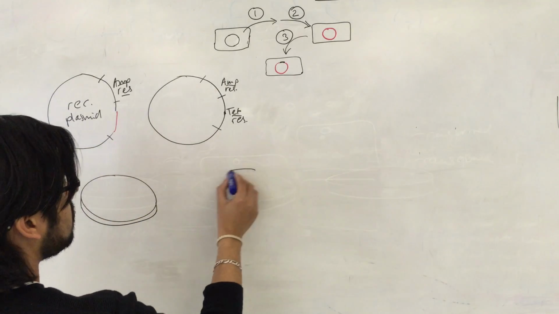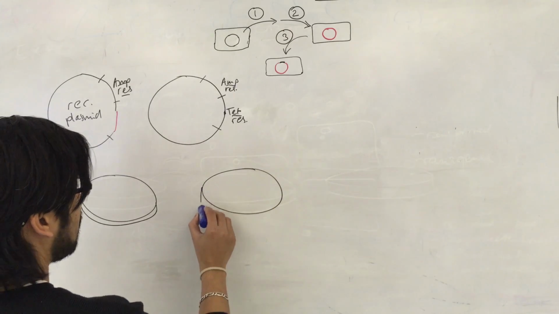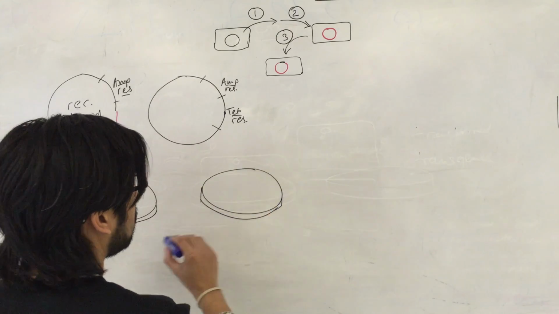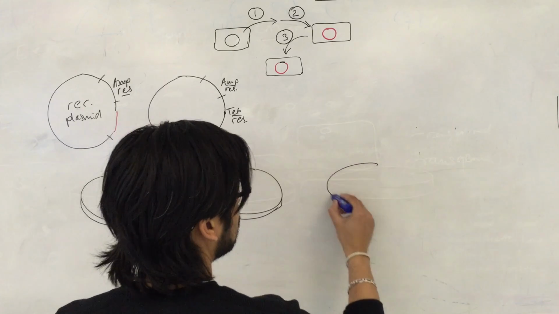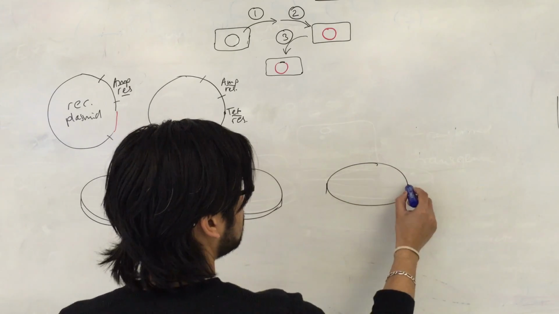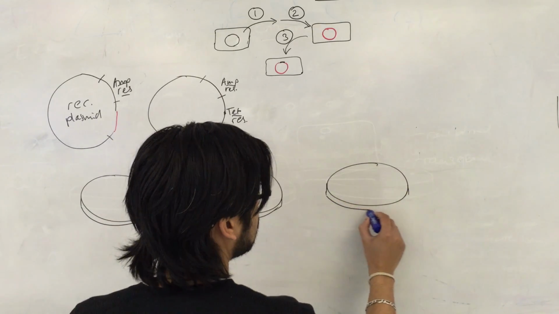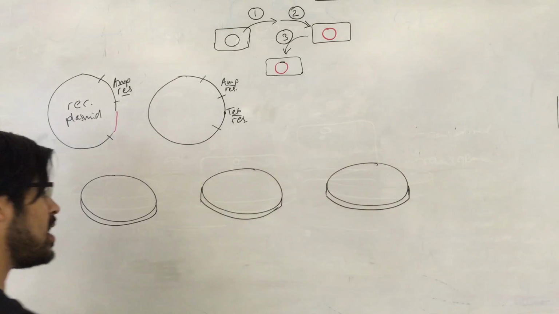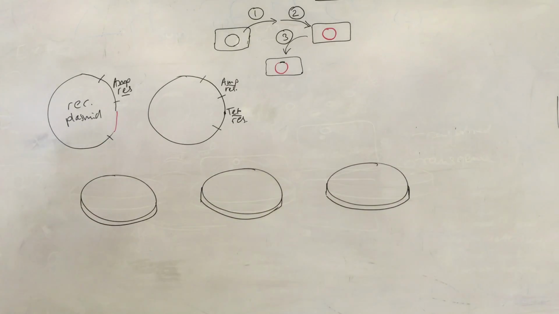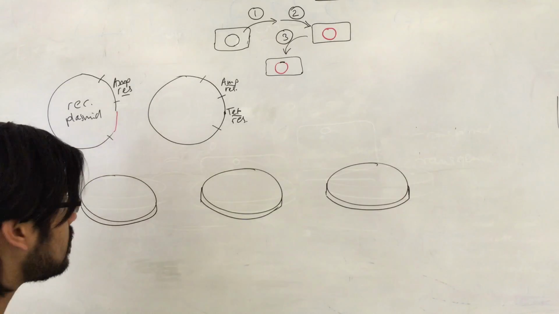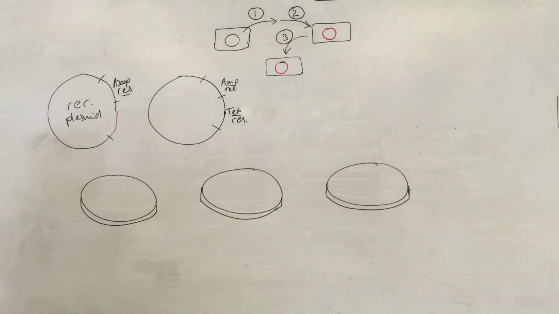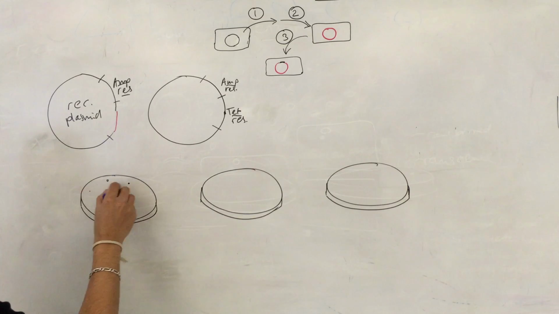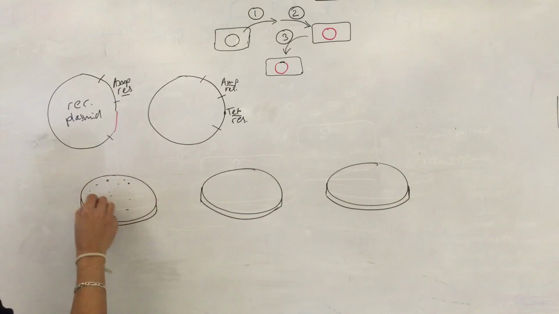So the next thing that we do is plate the bacteria on agar. Agar is a jelly-like substance, or it's jelly-like when it's cool. But what it does have is nutrients that promote the growth of the bacteria. Okay, so if we plated all the bacteria on the agar, it would look like this. We get lots of colonies everywhere.